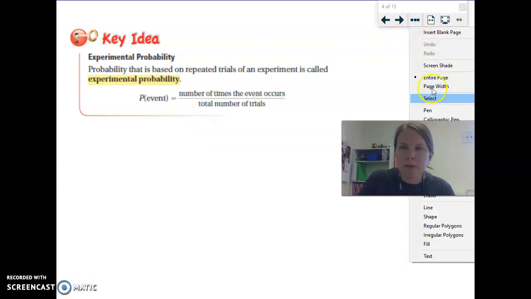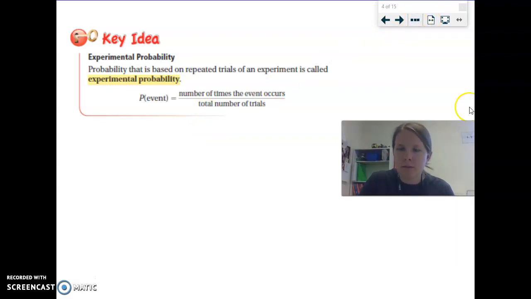All right, so experimental probability is probability that is based on repeated trials of an experiment. So it's the number of times the event occurred over the number of trials.